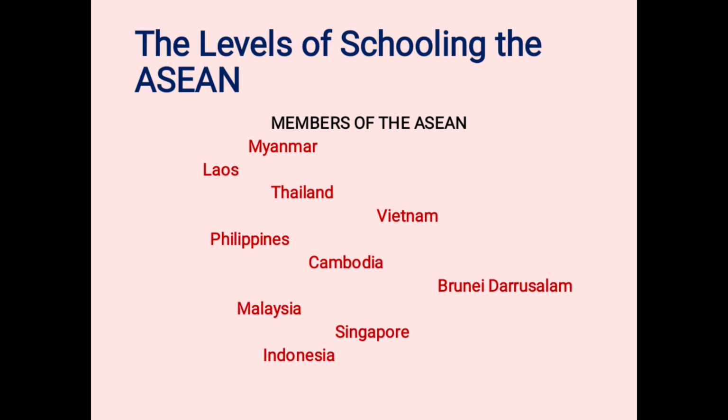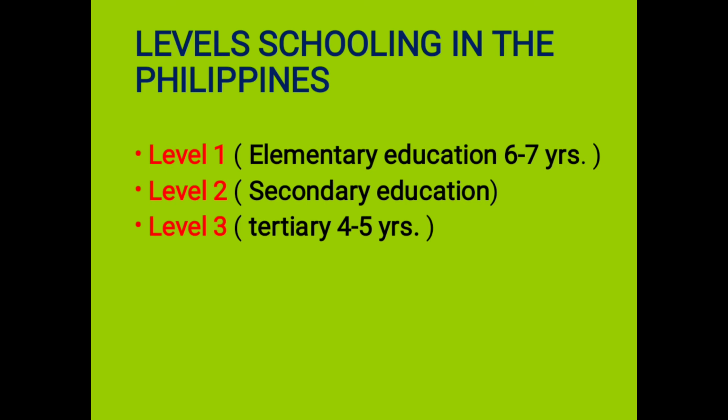The levels of schooling in the ASEAN. So here are the countries, the members of the ASEAN. So you have there the Myanmar, Laos, Thailand, Philippines, Vietnam, Cambodia, Malaysia, Indonesia, Singapore, Brunei Darussalam. Level of schooling in the Philippines. So you have there the level 1 elementary education 6 to 7 years, then the level 2 secondary education, then the level 3 is tertiary 4 to 5 years.